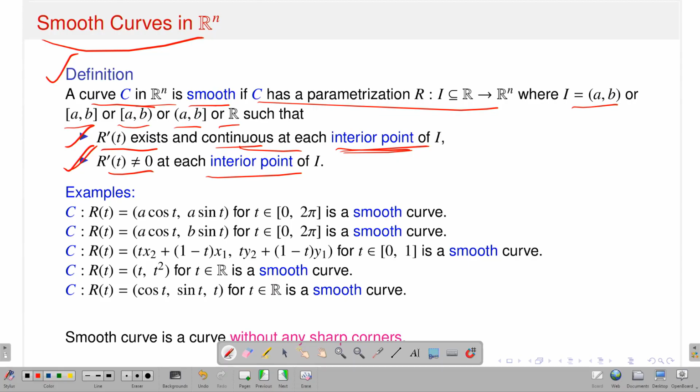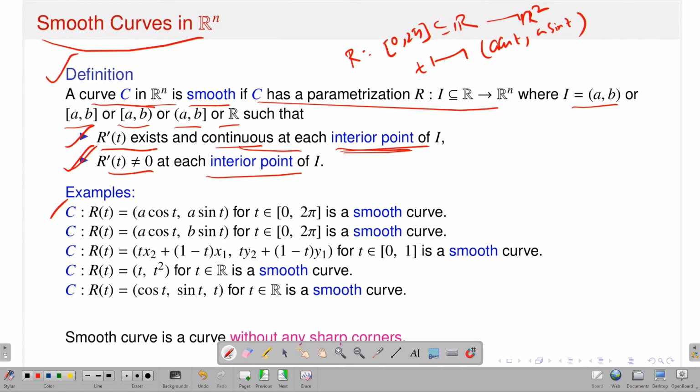Example, let us see some examples. So, for example, the first one. So, the first example is that R of t, this is the parameterization given. So, I mean this is the corresponding map. So, R is a map from the closed interval [0, 2 pi], subset of R, to R2, right. This is my curve, and how it maps: t goes to (a cosine t, a sine t), right.